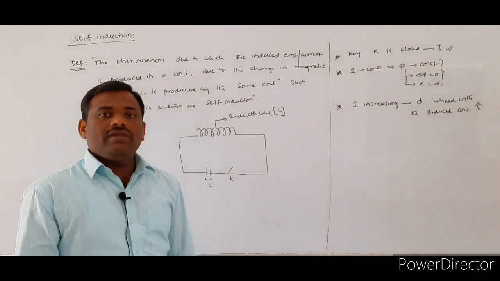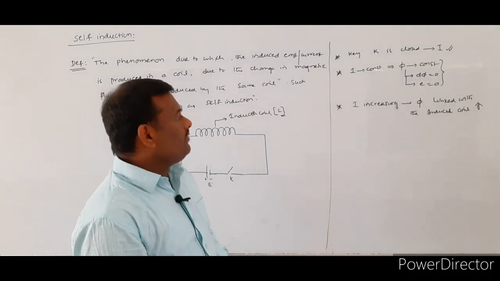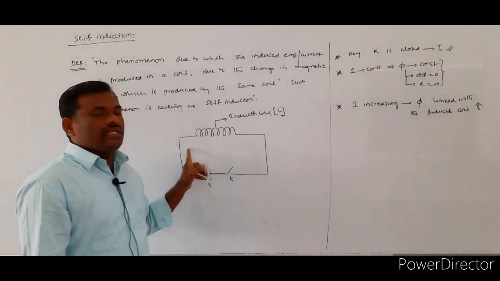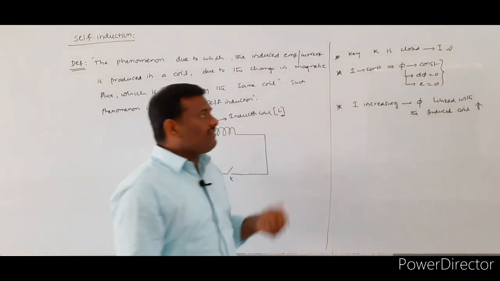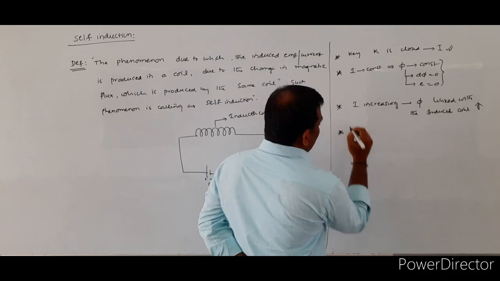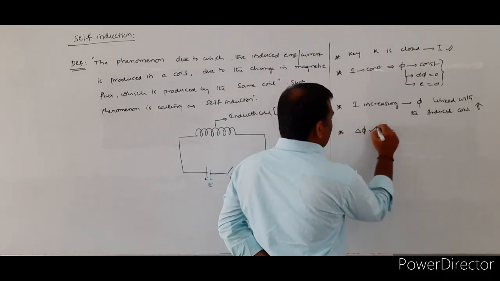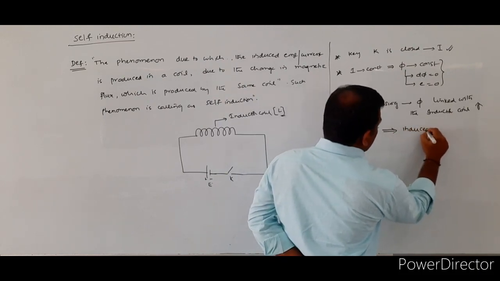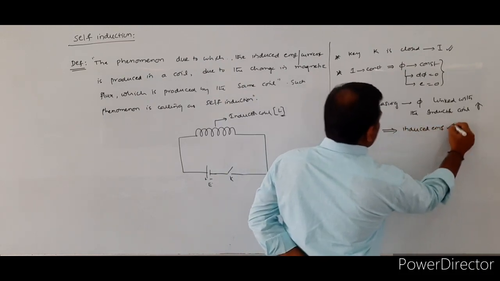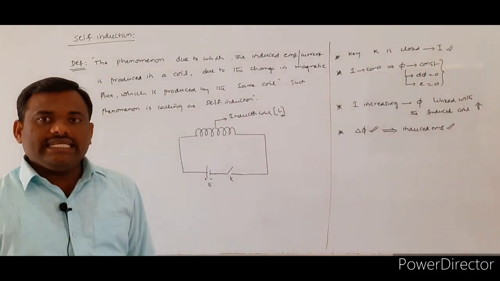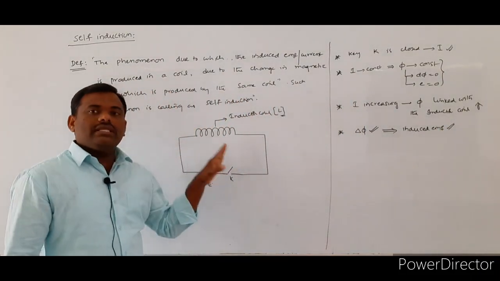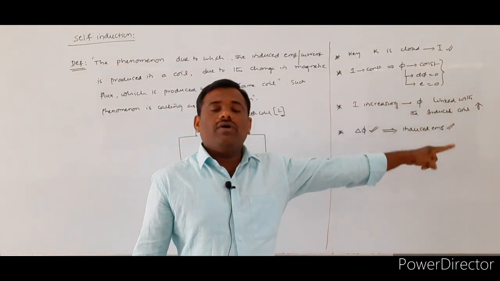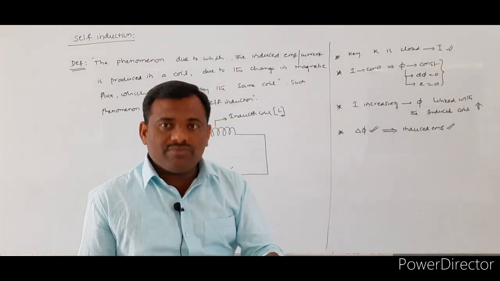Whenever the current value increases, the amount of magnetic flux linked with the given conductor coil increases. So whenever the flux changes, a change in flux exists. As a result, induced EMF is also produced. Whenever there is a change in magnetic flux linked with the given inductor coil, as a result, induced EMF is produced within the same coil.